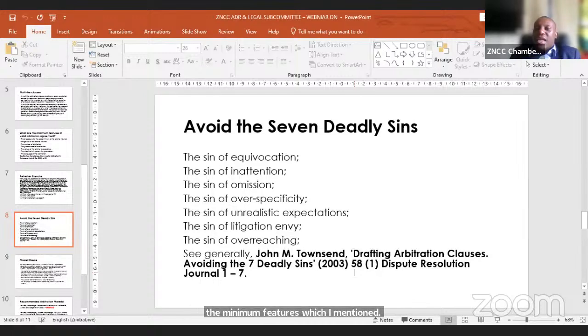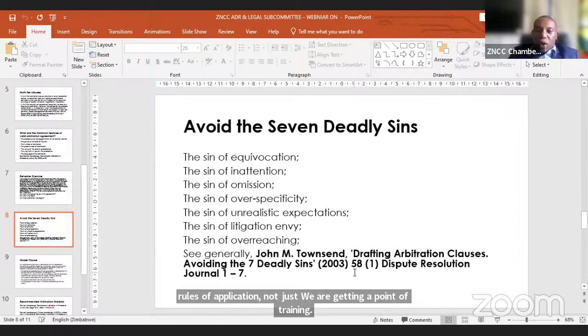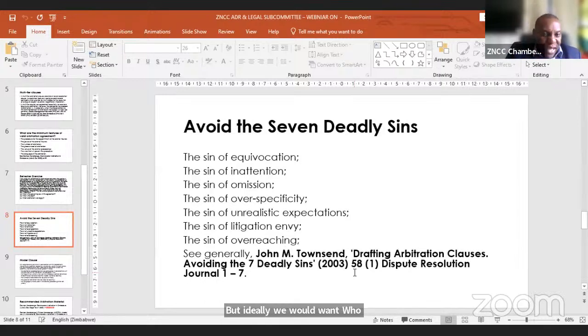So the sin of inattention, this is whereby the parties do not pay particular attention to certain things. So this could be a business lawyer, or a lawyer, or any other person who is drafting this agreement. And I recommend that these agreements are drafted by lawyers who also have an understanding of arbitration and the various types of arbitration or the rules of arbitration. We are getting to a point of training, but ideally we would want people who know how to draft this.